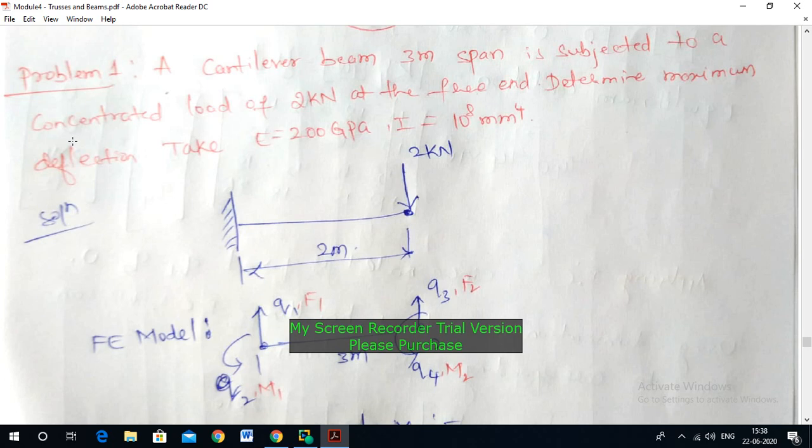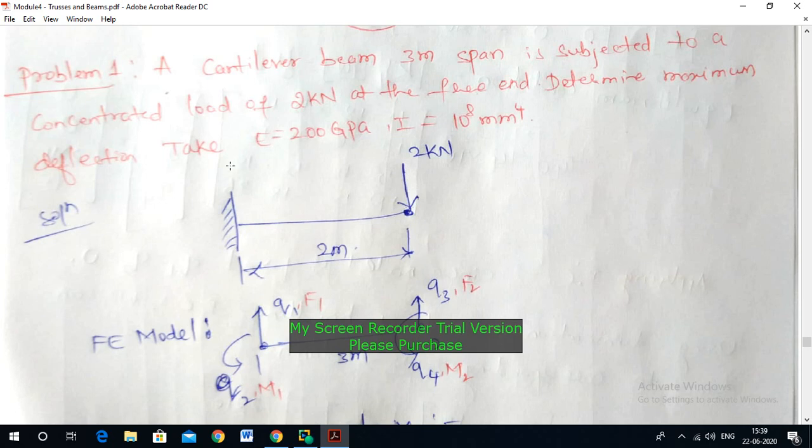And here, if the figure is not given, you have to draw the cantilever beam. We know how the cantilever beam will be. Draw the figure of the cantilever beam. One end of the beam is fixed and the other end is subjected to a concentrated load of 2 kilonewton at the free end. This is the free end, 2 kilonewton is the magnitude of the force acting, and because the load is acting at the free end of the beam, it will deflect like this.